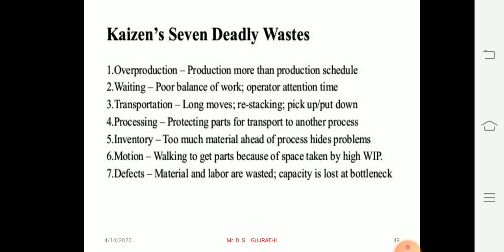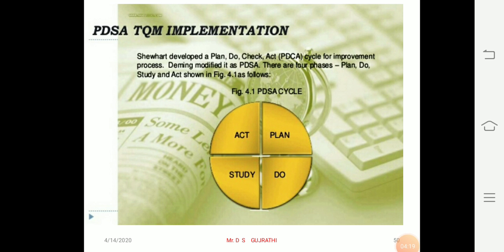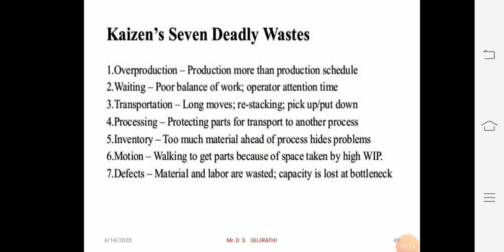As per Kaizen, what are the seven deadly wastes? What it says is overproduction: production more than the production schedule. If we produce more material, more articles, even that will be a super waste, a wastage of everything. Wastage of time, wastage of money, then excessive production. So it will again create problems.